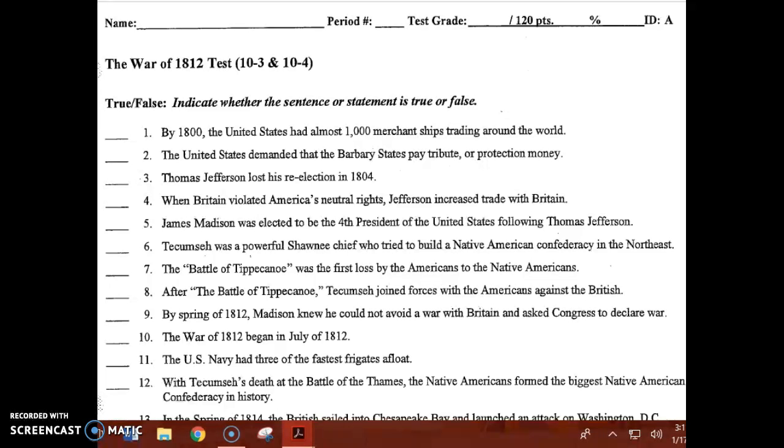Number 1. By 1800, the United States had almost 1,000 merchant ships trading around the world. Number 2. The United States demanded that the Barbary States pay tribute or protection money. Number 3. Thomas Jefferson lost his re-election in 1804. Number 4. When Britain violated America's neutral rights, Jefferson increased trade with Britain.